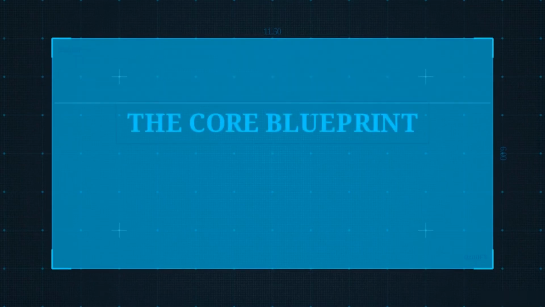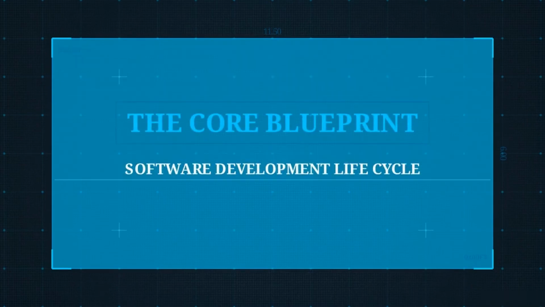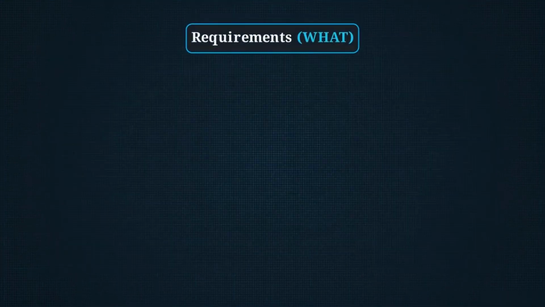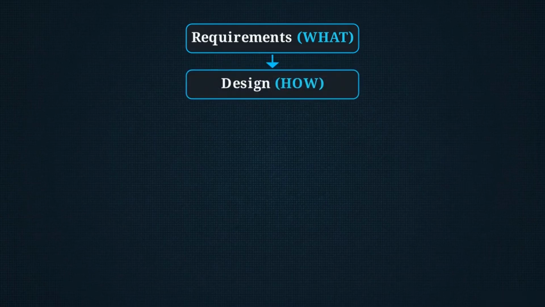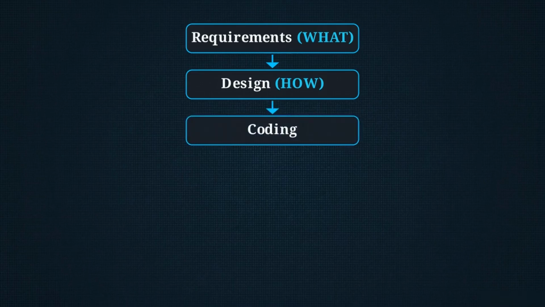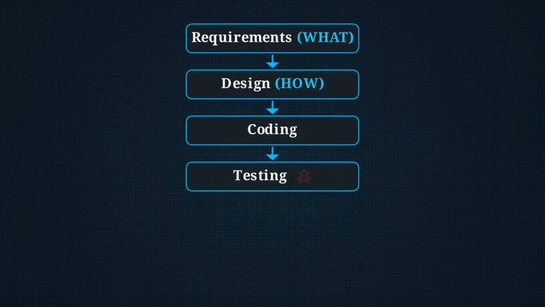Every engineering project follows a foundational blueprint called the Software Development Lifecycle, or SDLC. It starts at the top with requirements, which defines exactly what the software is supposed to do. Once the what is established, we move to the design phase. This is the stage where requirements are converted into a technical blueprint, defining how the software will be built.